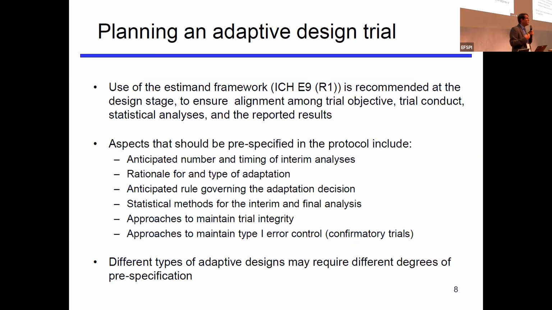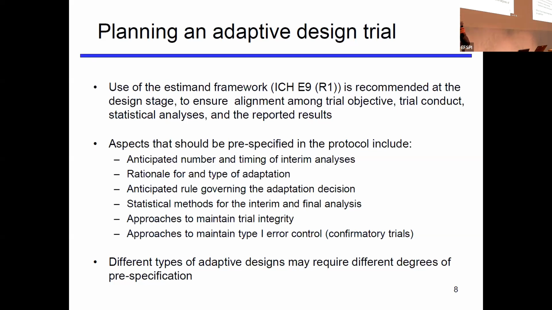Another really important principle is what you need to do in terms of planning adaptive designs. E9 already recommends that you should plan key things like your primary analysis and population, etc., in the protocol. And of course, that's valid for adaptive designs, but you need to go probably a little bit one step further. You should start also with the estimate.